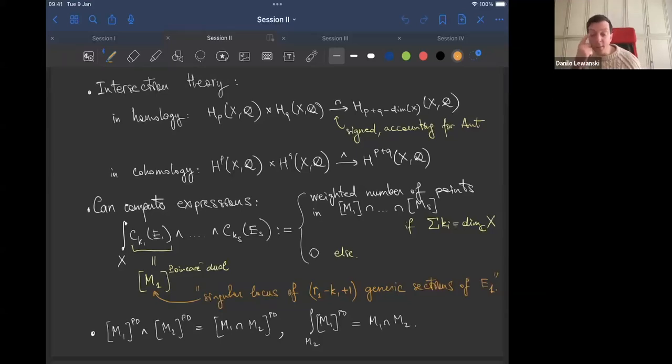And now this will return a number if the degree of the class matches the dimension of the space. So we've seen that the kth Chern class gives you an element in the 2kth cohomology group of X. And so now you want the dimension of X to be equal to the sum of these degrees k_i. In that case, you have a chance to get a non-zero number. If instead the sum of the k_i's is too small or too large, so it's not exactly the dimension of X, you will just get 0 as a result.